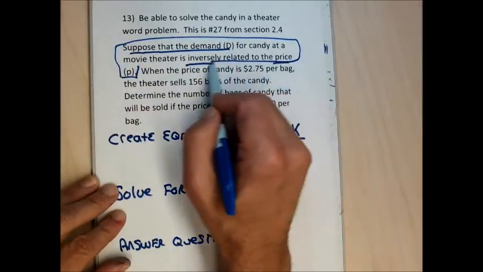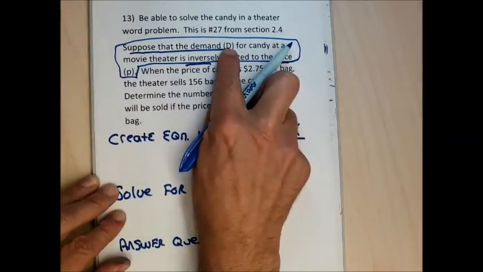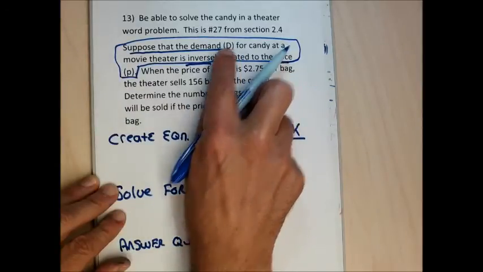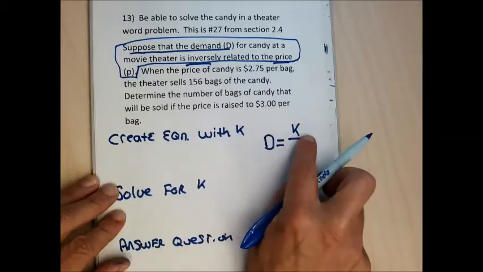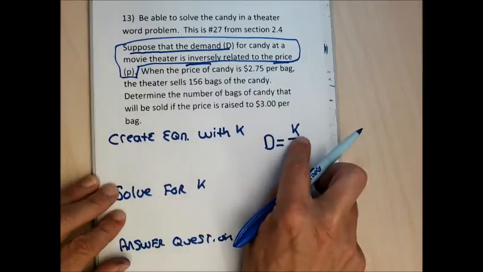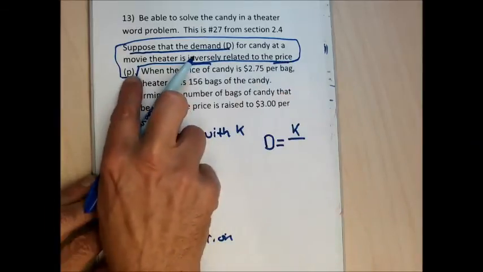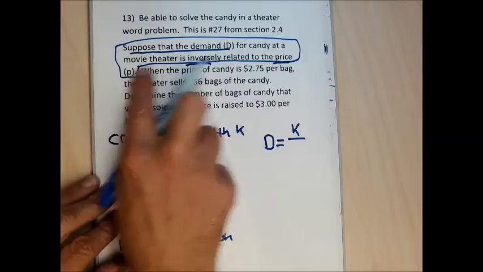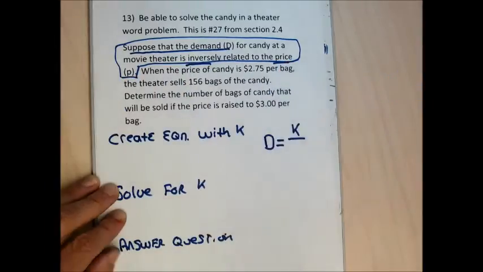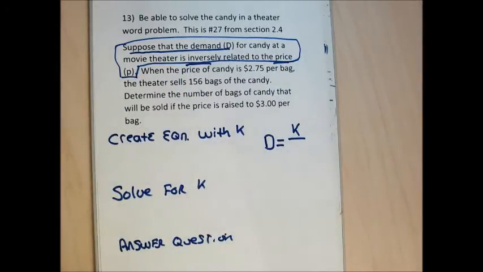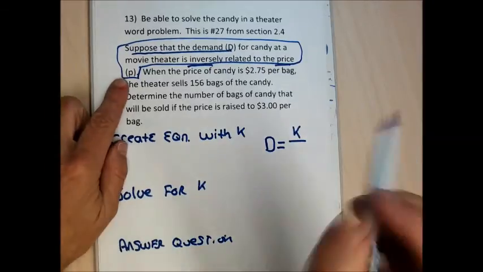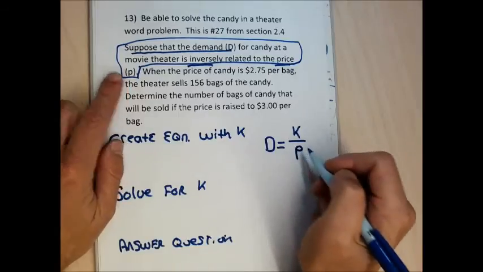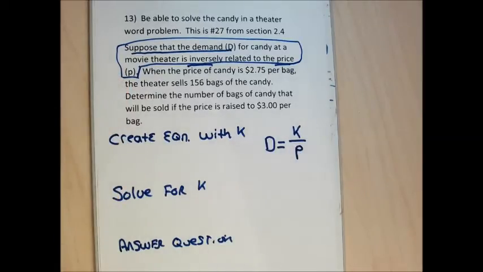As I read through this, the first letter I see is d, so I wrote a d followed by an equals. The next thing I saw was the word inversely, so I created a fraction with a k in the numerator. The last thing I saw was the letter p, and I have to look before p to see if there are any key words like root, cube, square root, cube root. There aren't any key words, so this p is just going to be a plain ordinary p. Done with the first sentence.